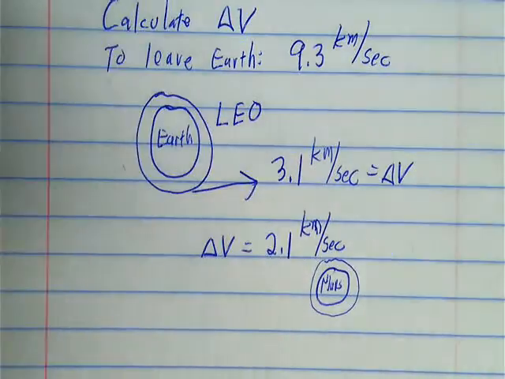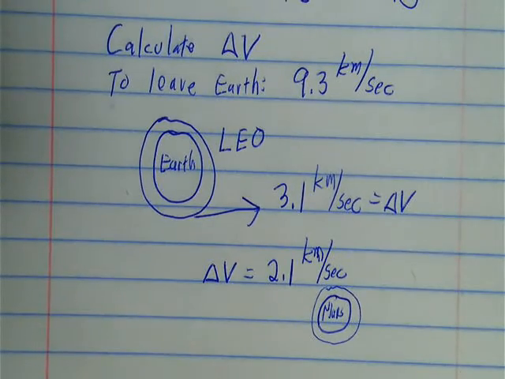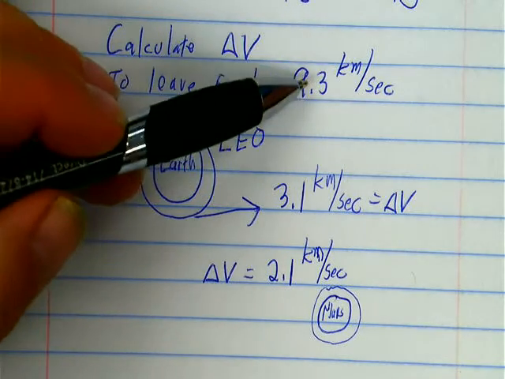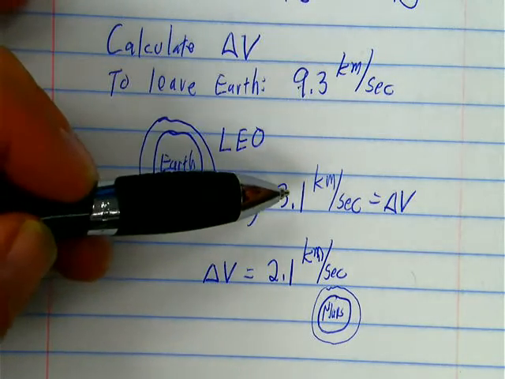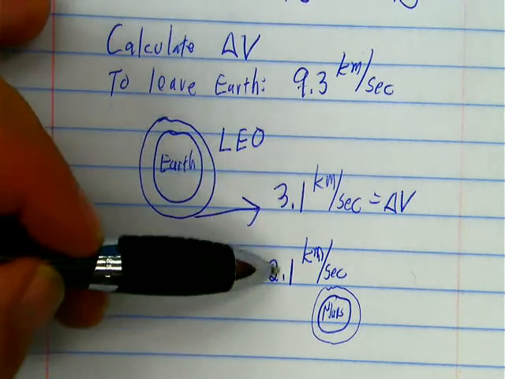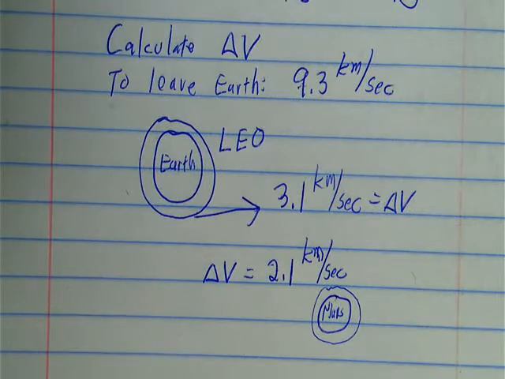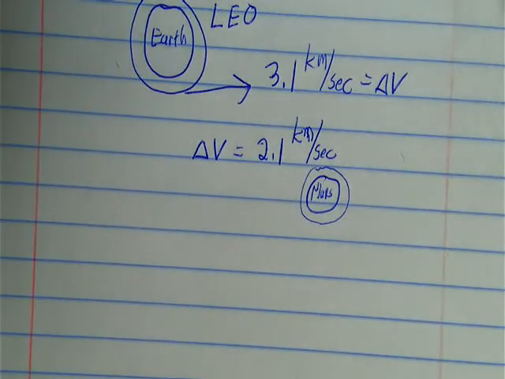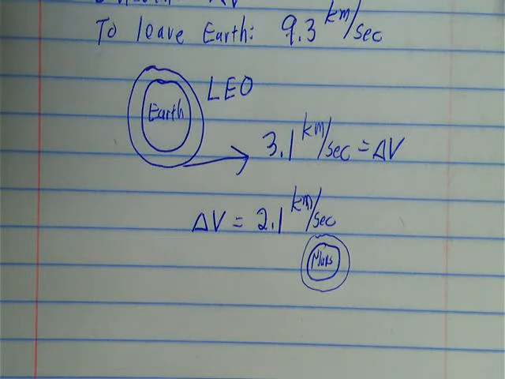These numbers all add up. So if you want to leave the Earth and land on Mars, you need to get off the Earth, leave Earth orbit, land on Mars, and take with you all the fuel. But wait, there's more.